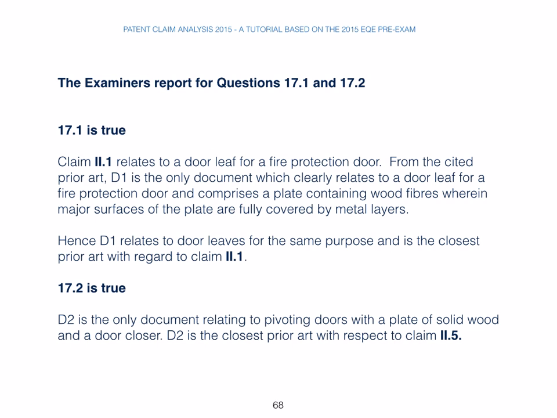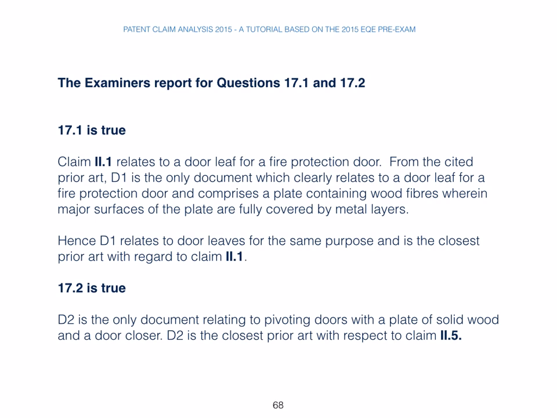So the examiners say that 17.1 is true because claim 2.1 relates to a door leaf for a fire protection door. From the cited prior art, D1 is the only document which clearly relates to a door leaf for a fire protection door and comprises a plate containing wood fibres wherein major surfaces of the plate are covered by metal layers. Hence, D1 relates to door leaves for the same purpose and is the closest prior art with regard to claim 2.1.